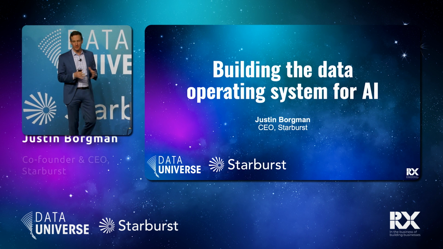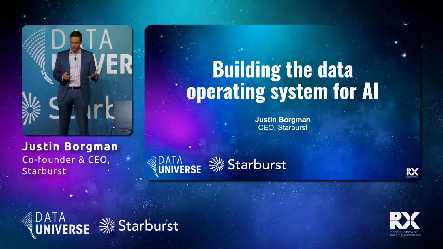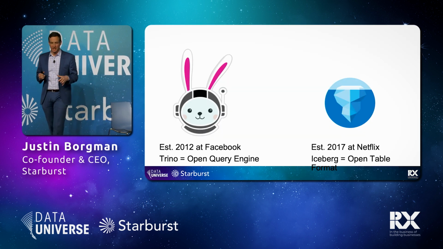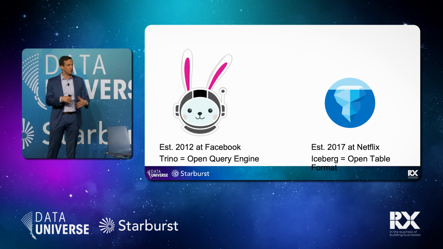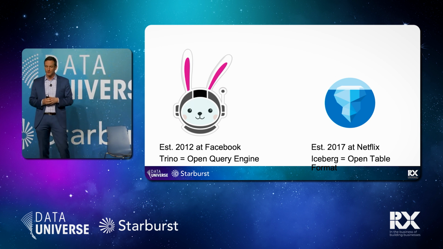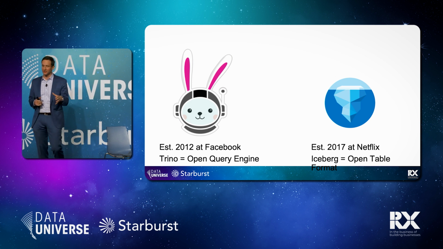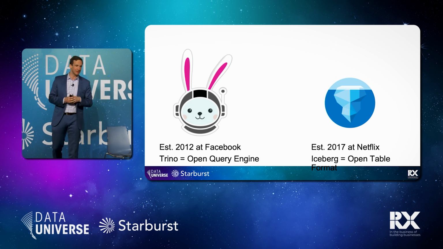I'm going to talk to you a little bit about building the data operating system for AI. But before I really get into it, I want to level set with a couple technologies that I think you're going to hear a lot about, both in this talk and in this conference as a whole. The first is Trino. That is the cute little bunny on the left. That is Commander Bun Bun. That's his official name, in case anybody was wondering.